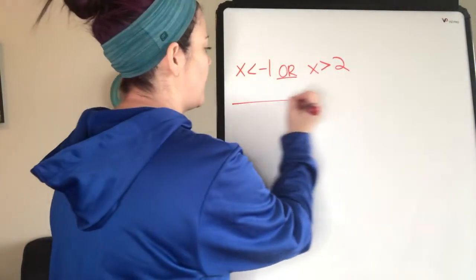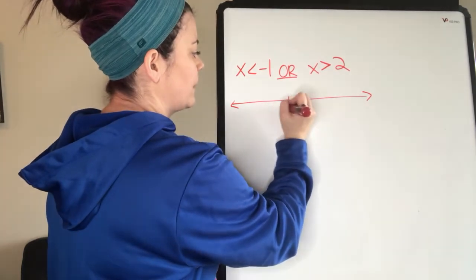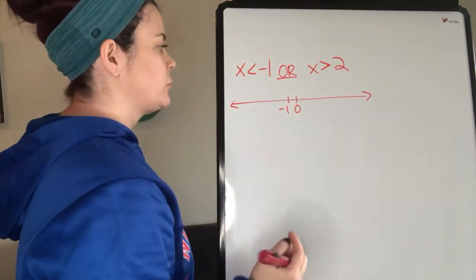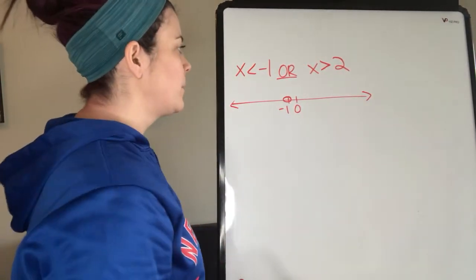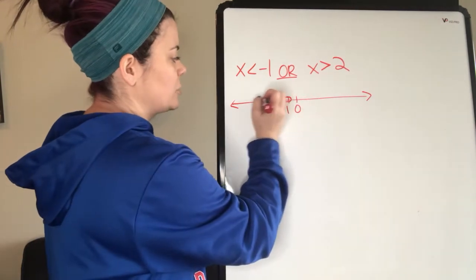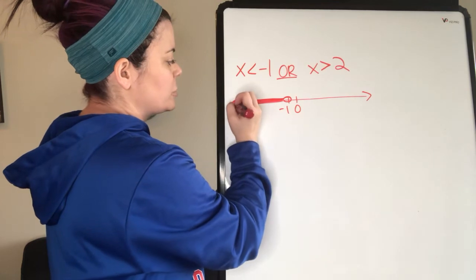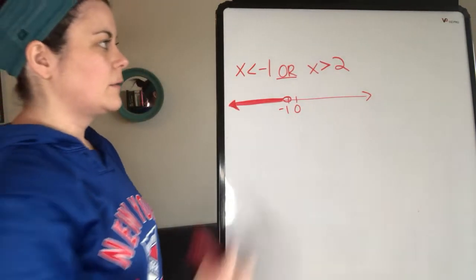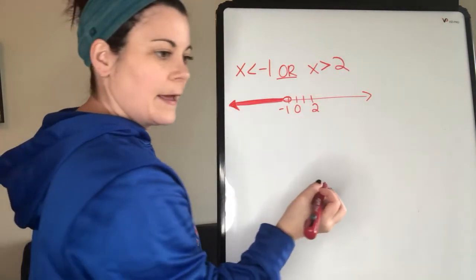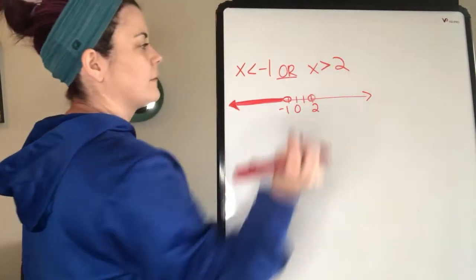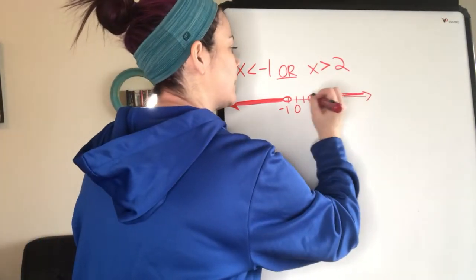You don't look for the overlap like you did for and, you just graph them on the same number line. So on my number line, I have 0, -1, so I'm going to graph this one first. -1 is an open circle because there's not an or equal to. Open circle and less than, so less than shades to the left because everything is less than -1. So I just shade it like that. And then we have 2, so 1, 2. It is an open circle as well because it's not or equal to, and X is greater than 2. So we're shading to the right, X is greater than 2.